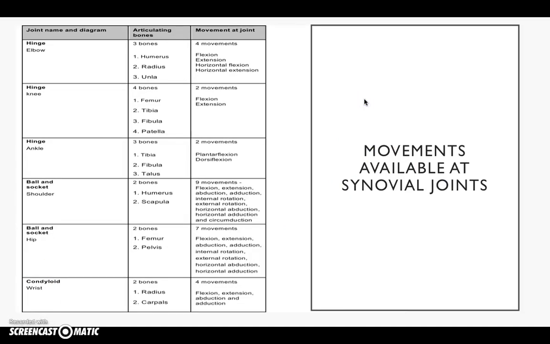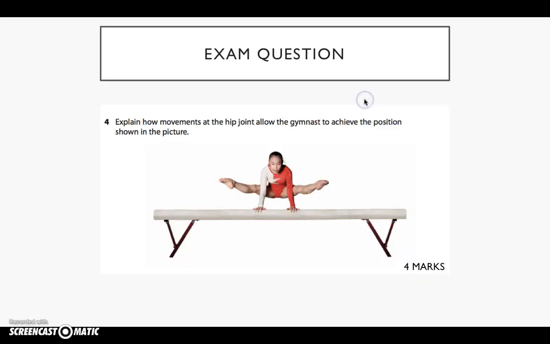Right, what we've got now is some exam questions for you. Got a few of them. So first of all, explain how movements of the hip joint allow the gymnast to achieve the position shown in the picture. This is worth 4 marks. Okay, so you're going to have to make a few points on this. So if you just pause it and answer that for me.